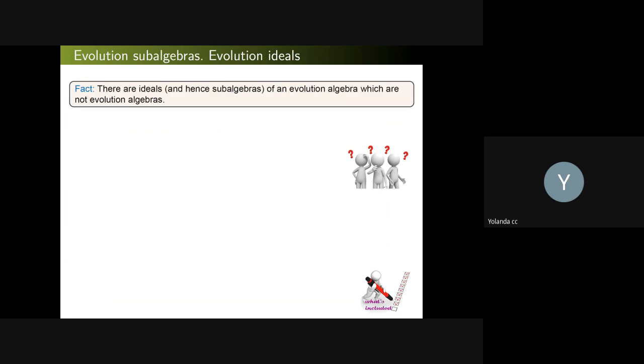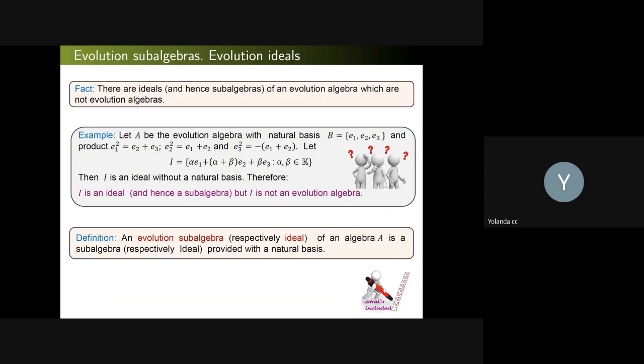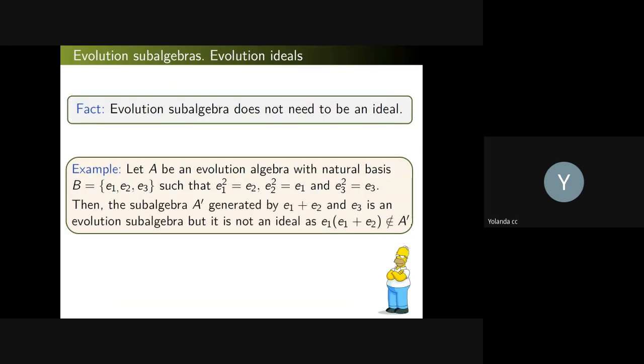Now we are going to study some structure of the evolution algebra. The first thing that I would like to observe is that there are ideals which don't admit a natural basis. In particular, when the subalgebra or ideal has a natural basis, we have two new concepts: an evolution subalgebra and an evolution ideal. Okay? And these definitions are not redundant. It's enough to consider this example where we have an evolution subalgebra but it isn't an ideal. Okay?